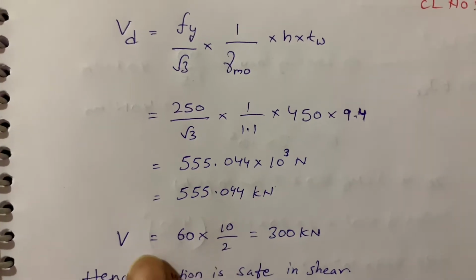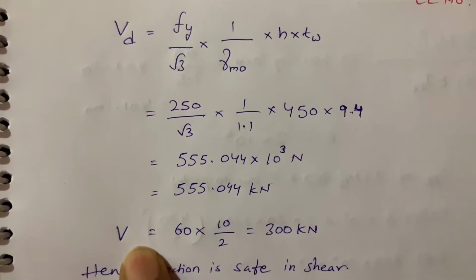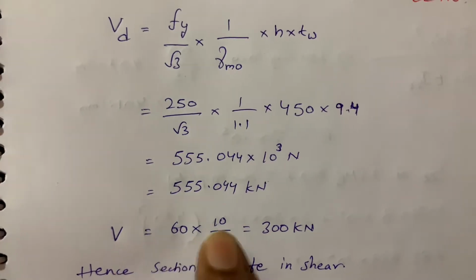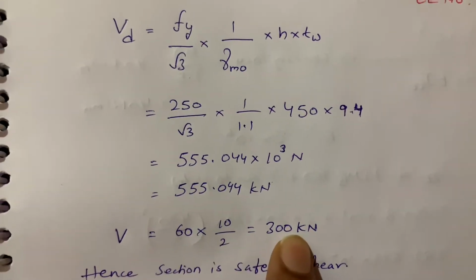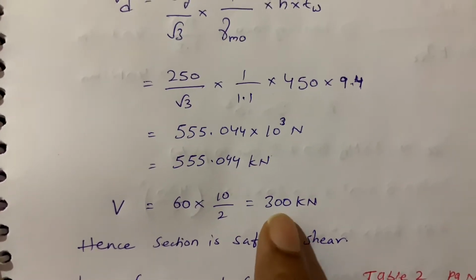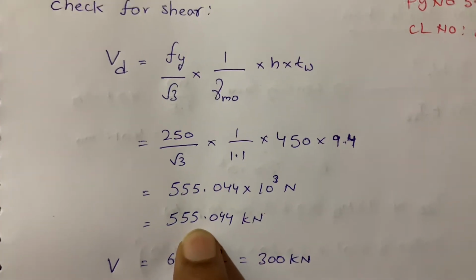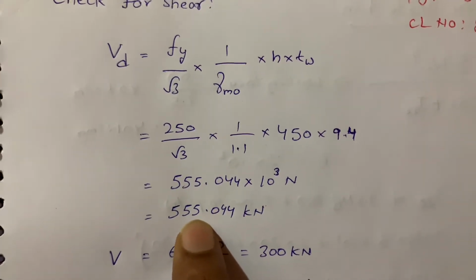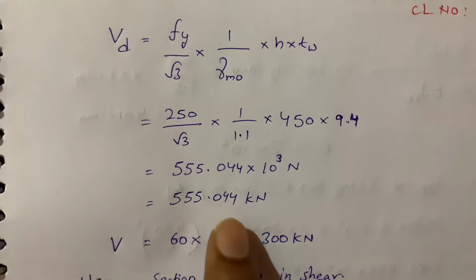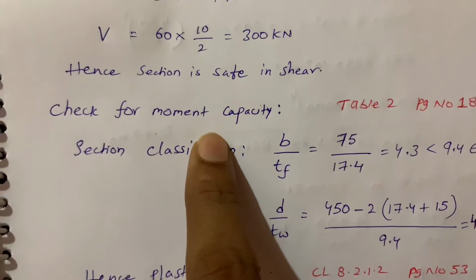After that, for shear force, the formula for a simply supported beam is V equal to WL by 2. I got 300 kilonewtons. Hence, the section is safe because the shear force is 300 and the check for shear, I mean the design strength, is 554. Hence, it is safe. And next, moment capacity.